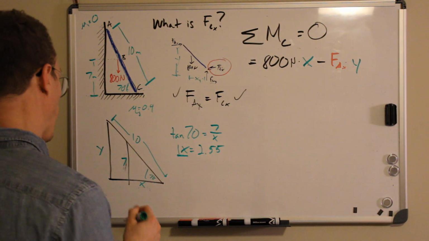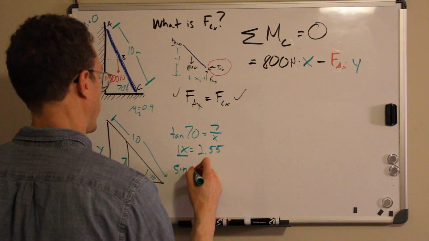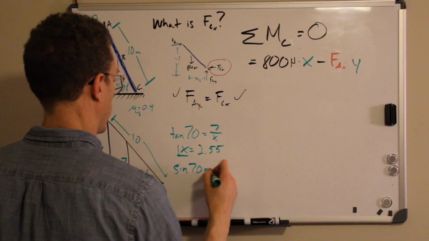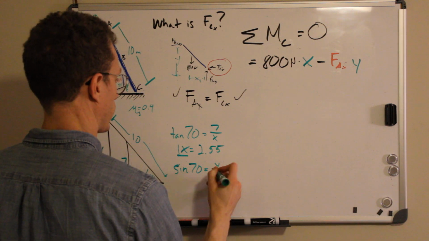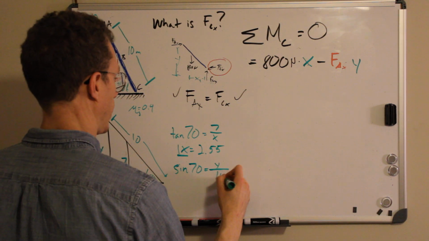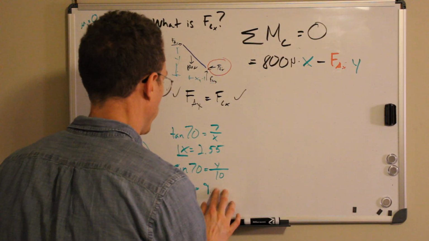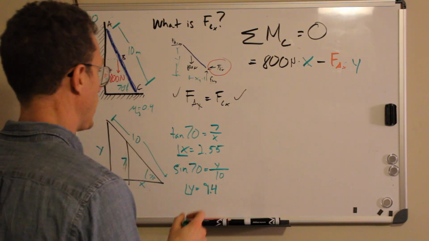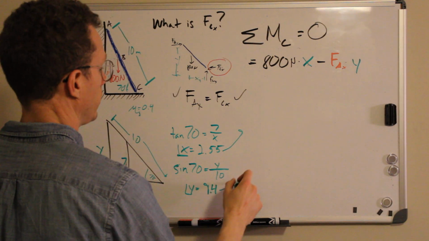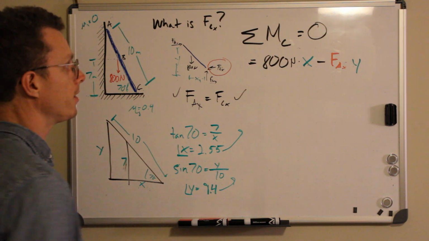How do I get the y? The y I can go, that's sine. Yep, so sine of 70 equals y over 10. In this case, y is going to equal 9.4. So now I've got my x, I've got my y. I'm going to plug these in up here. We got boom boom, my triangle deal here.